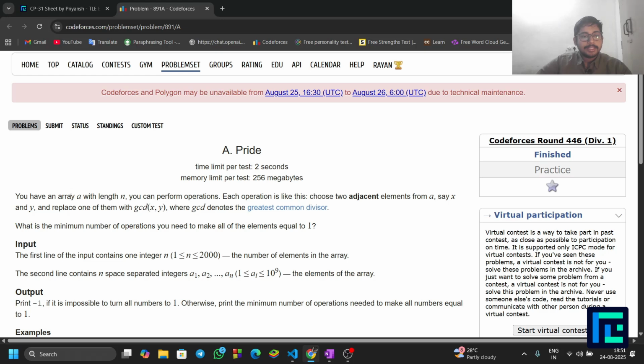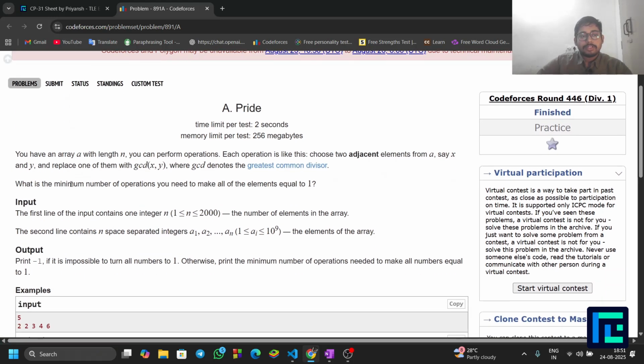You have an array A with length n. You can perform operations. Each operation is like this: choose two adjacent elements from A, say x and y, and replace one of them with GCD of x, y, where GCD denotes the greatest common divisor. What is the minimum number of operations you need to make all of the elements equal to 1?